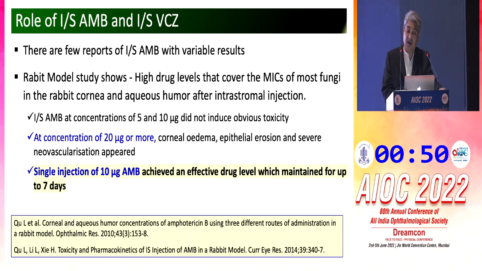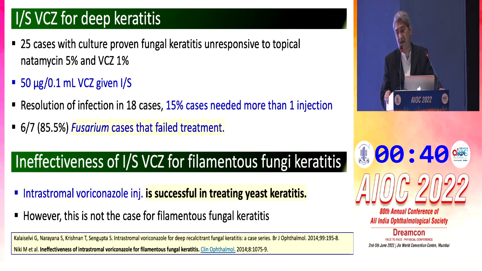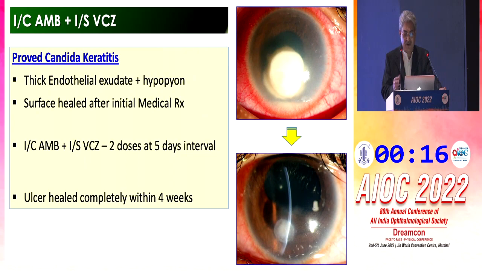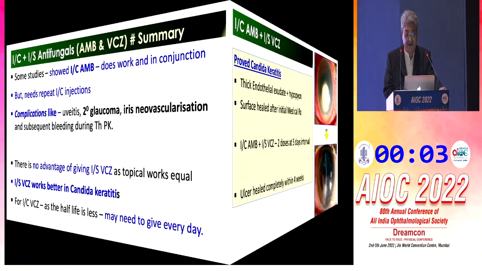Combination of intrastromal amphotericin B and voriconazole. Amphotericin B is sometimes effective and maintained there for up to 7 days, so we may need to re-inject it. And it is used for deep keratitis also; a lot of reports are there. And again, the topical versus intrastromal voriconazole study, by Namrata and her group, says that intrastromal voriconazole didn't provide additional benefit over topical voriconazole. This is one of the cases we treated with intracameral Ampho-B with intrastromal voriconazole long time back. So 2 doses after 5 days, and this typical deep endoexudate cleared up very nicely.